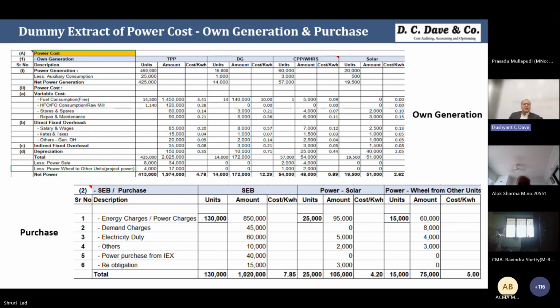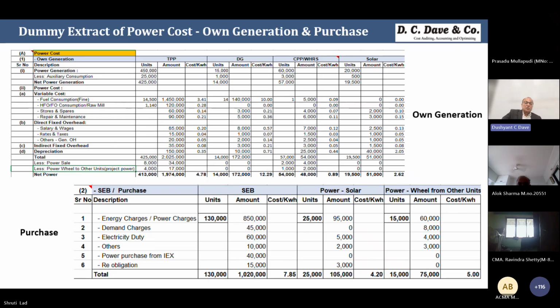Then you have a CPP-WHRS, that is captive power plant waste heat recovery system, and solar power, and of course wind power as well. So for each source, we capture both the power generated and the associated cost. The quantity of power generated is generally extracted directly from SAP or the company's operational records. The cost components, such as fuel consumption, stores and spares, repairs and maintenance, salaries and wages, depreciation, and other overheads are taken directly from the company's cost center-wise trial balance.